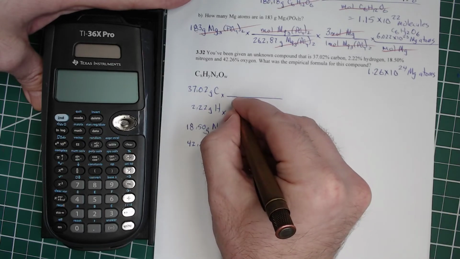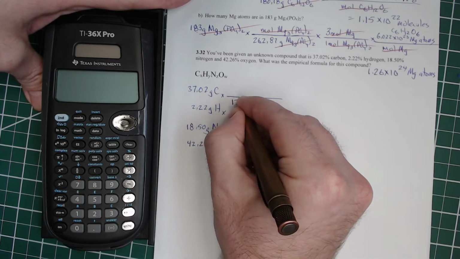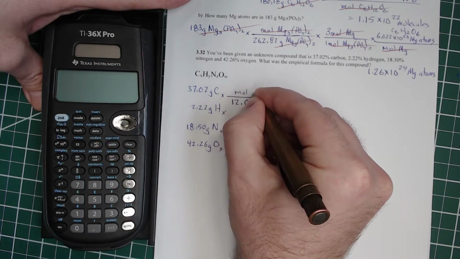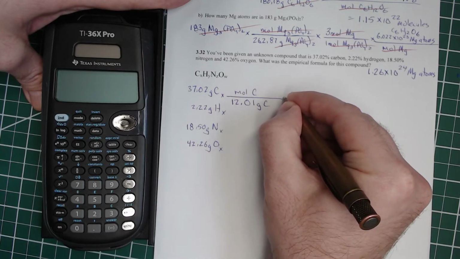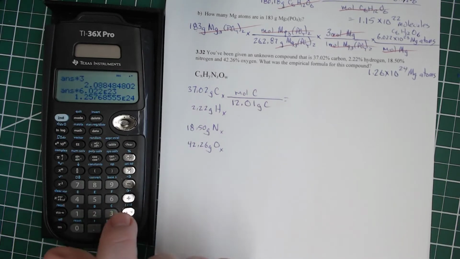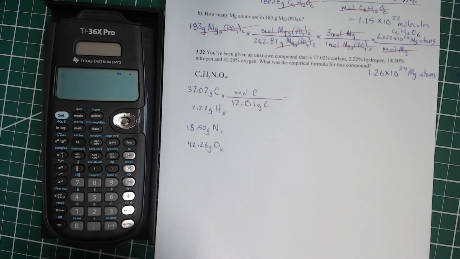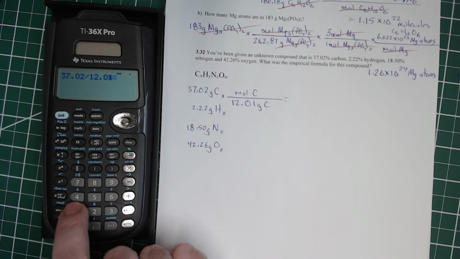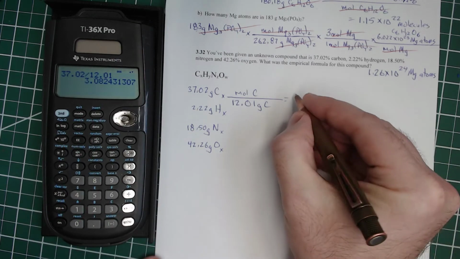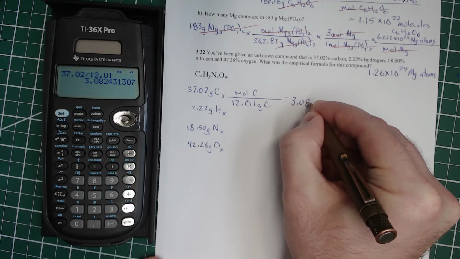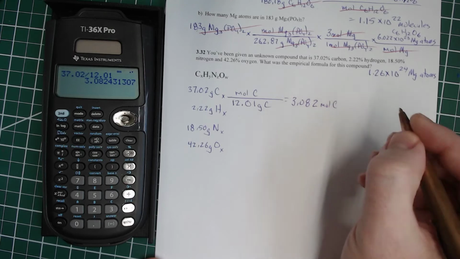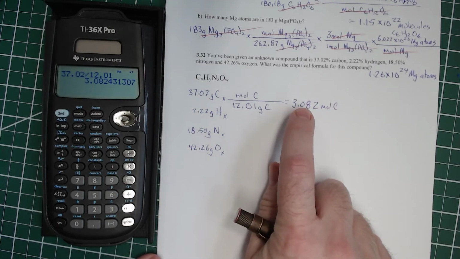All right, so we're going to multiply each of these, or actually divide each of these by their atomic mass. Atomic mass for carbon, we've seen this one several times before, 12.01 grams of carbon per mole of carbon, and that is going to come out to some number. I'll go ahead and calculate that. Make sure this is all on screen here. So 37.02 divided by 12.01. And we get 3.082. 3.082 moles of carbon. At this point, I don't want you to worry about what these numbers are.